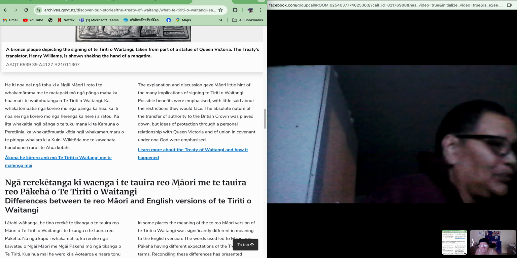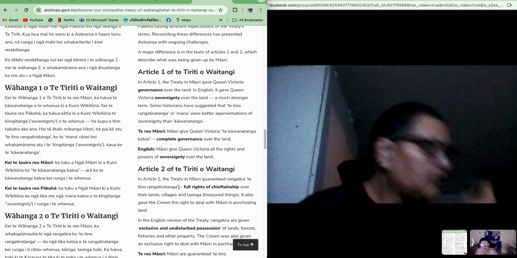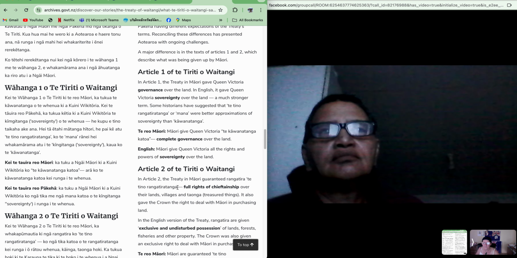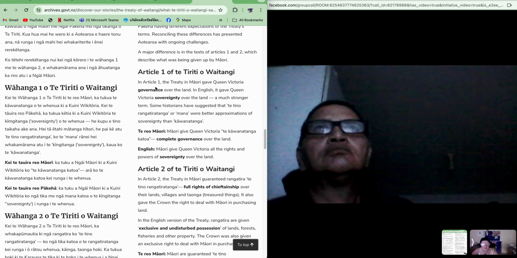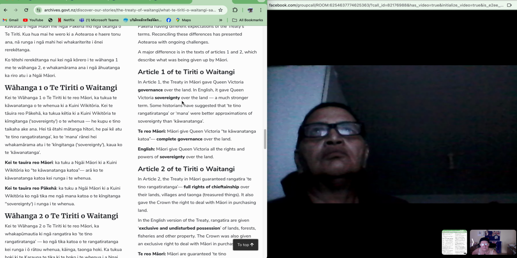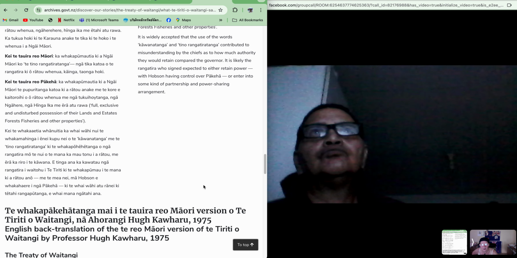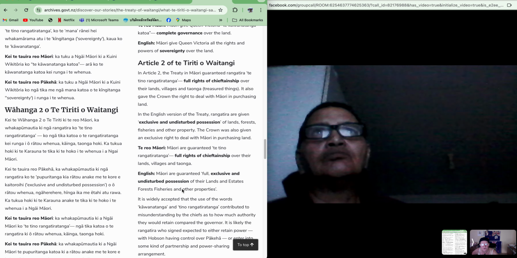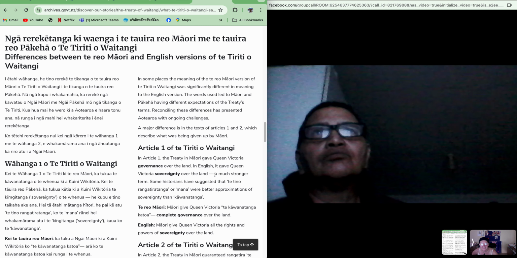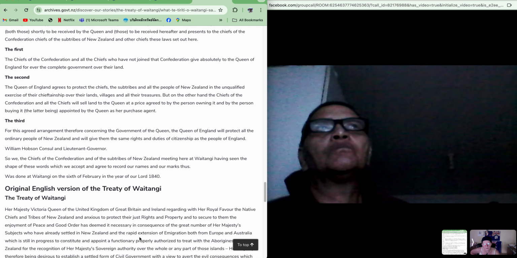Oh my God. They have removed the preamble, and this one here, they've given their idea of what Article 1 means. The treaty gave Queen Victoria governance, so they have interpreted. And if you go to, they have removed, they only speak of Article 1, Article 2, they completely remove Article 3, and they completely remove the preamble. Aren't they cheeky? Wow. Yeah.